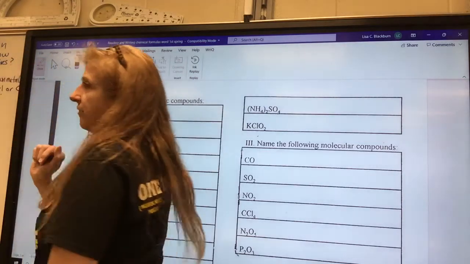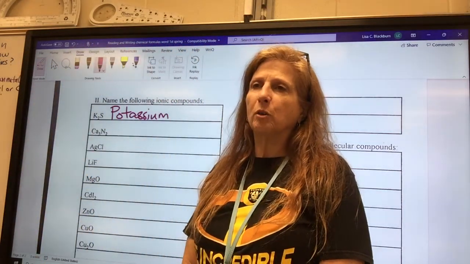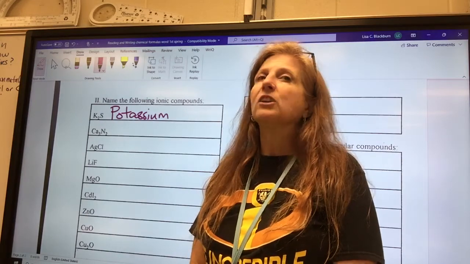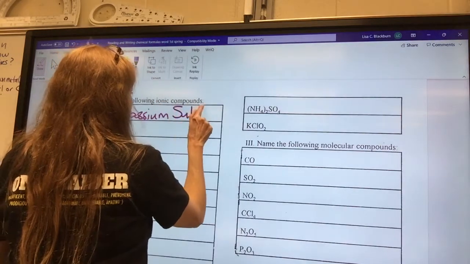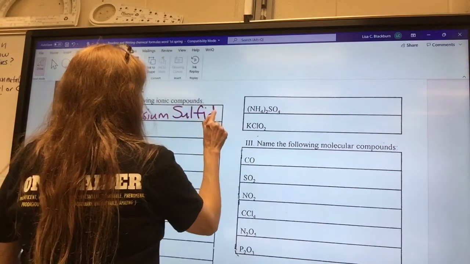And what is S? Is it potassium sulfur? Sulfide. So you write down the beginning, and then you change the ending to IDE.